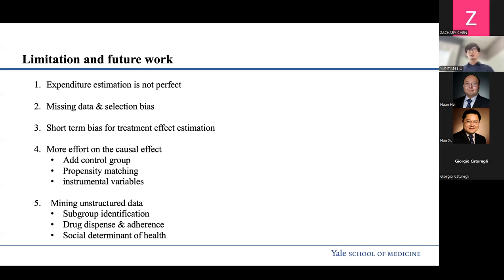Also, right now we're just using the structured data. For the next step, we're going to mine the unstructured data like notes, which would help us do subgroup identification. Right now we just treat all the patients who use semaglutide together, but they use semaglutide for different purposes. They may use it for type 2 diabetes, or they may use it for obesity. But using just the structured data, we are not able to really differentiate those groups.